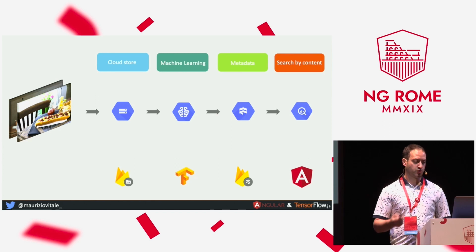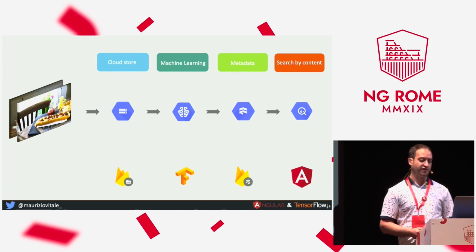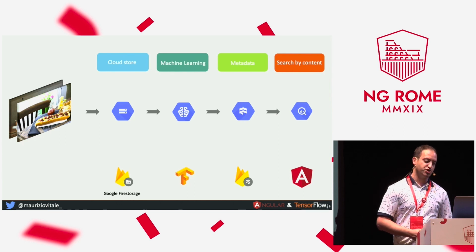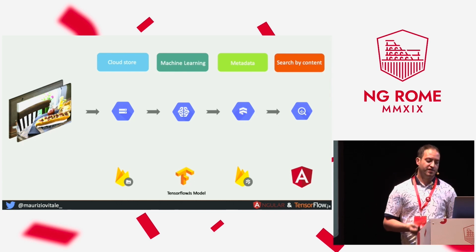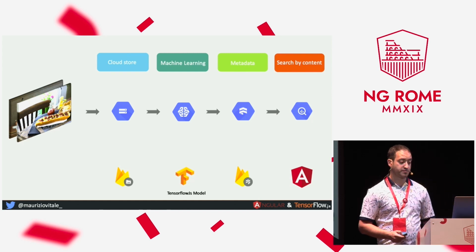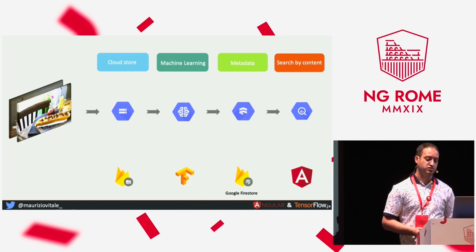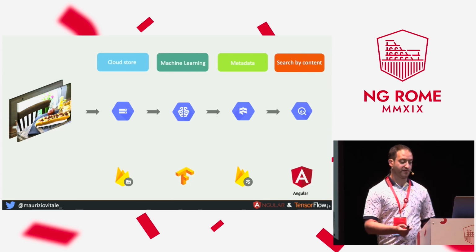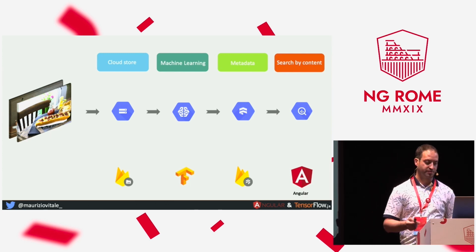Just to give you a quick overview, starting from the left, we have Google Cloud Storage, which is used to upload your image in the cloud. The Tensorflow.js model, which detects the object within an image. Google Firestore, which is a real-time database that we use to store data. And finally, Angular, which is the framework that we are going to use to build this application.